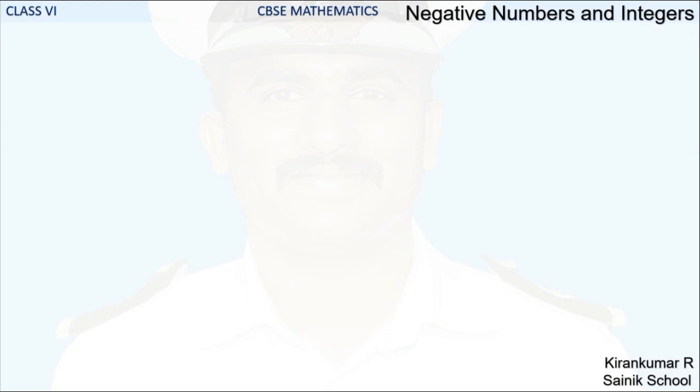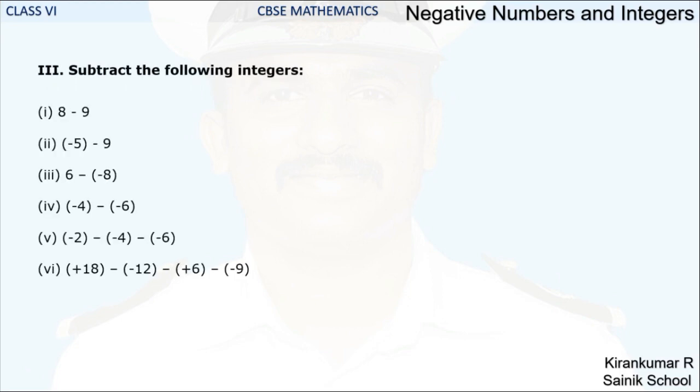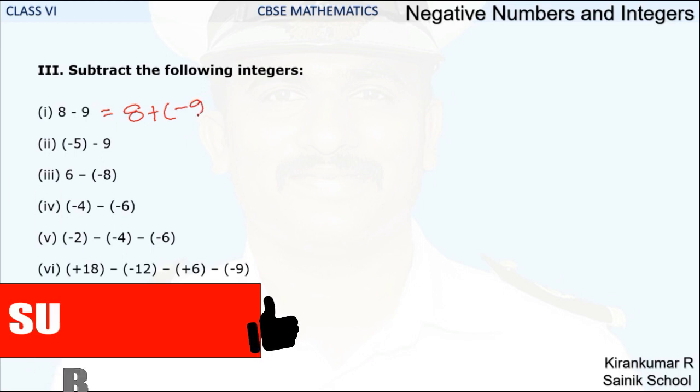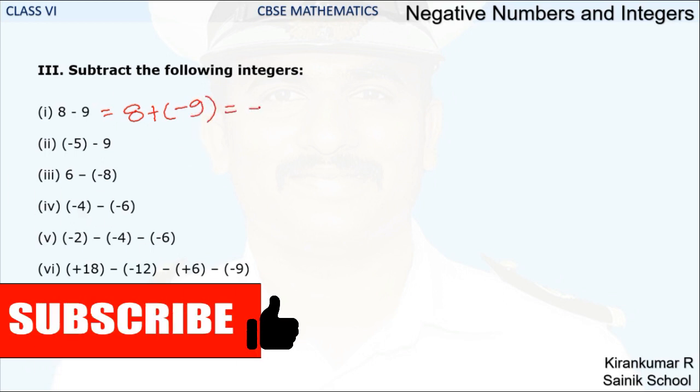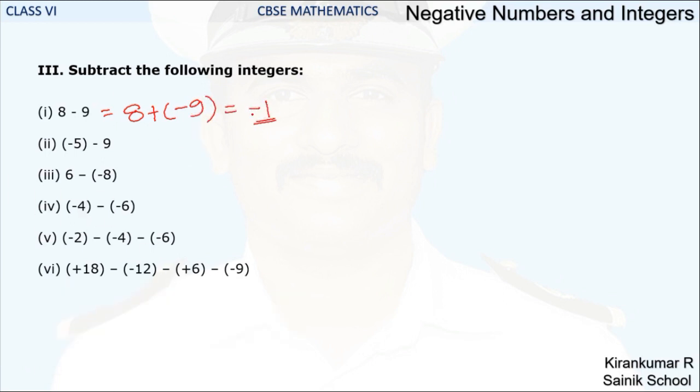Now let us solve some more questions related to subtraction. The question is, subtract the following integers. Here, a direct question is given: 8 minus 9, the same as 8 added to negative 9. So the result is negative 1, because I need to subtract the absolute values and take the sign of the larger absolute value.